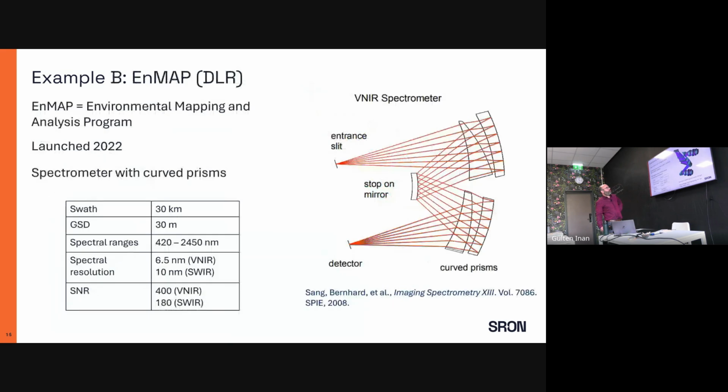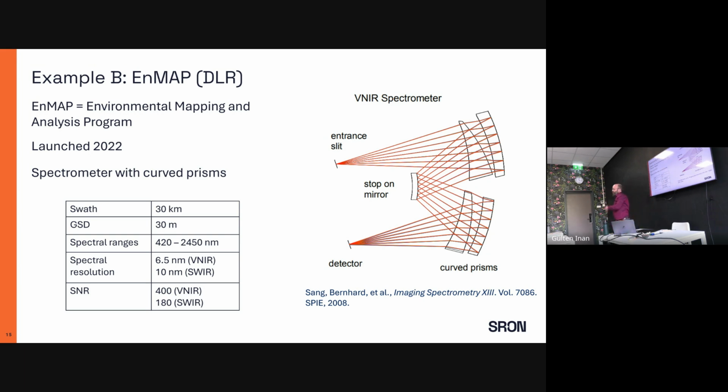Let's go to another example of an imaging spectrometer. That's EnMAP, which has been flying since 2022 and stands for Environmental Mapping and Analysis Program. It doesn't use a grating. Very often gratings are used, but in this case it is not the case. It uses some interestingly shaped curved prisms.